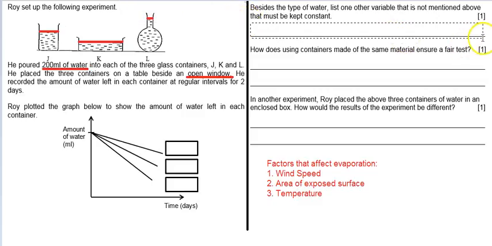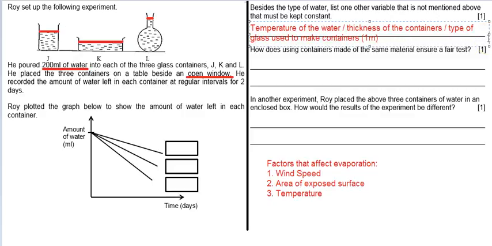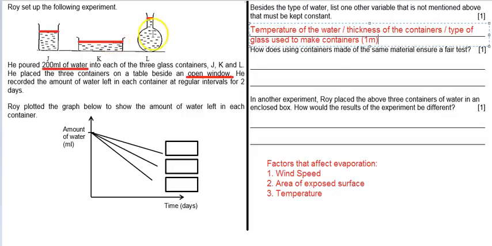Actually, there are many factors here that you can mention, but the most important or the most crucial would be the temperature of the water and the thickness of the containers or the type of glass used to make the container. Can you imagine if you pour hot water here and cold water here, then it will of course affect the reading and your experiment will not be a fair test. So you must ensure that the temperature of the water that's being poured, 200 ml into each of the three glass containers, must remain the same.